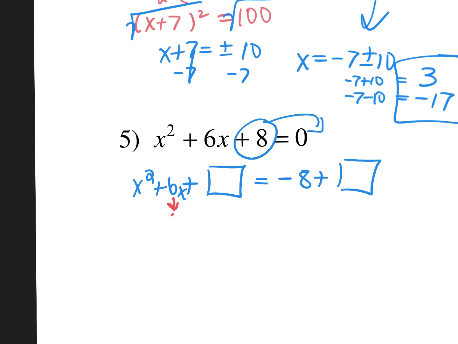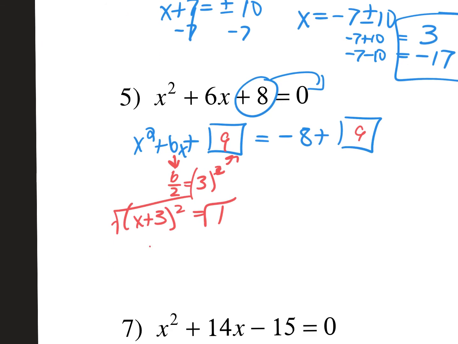So take your b term. It's 6 divided by 2, and I get 3, right? So my parenthesis over here is x plus 3 squared equals, I'm going to add 9 to both sides. Okay, so negative 8 plus 9 is 1. So now I'm going to do what? Take the square root. So I have x plus 3 equals, what's the square root of 1? So it's plus or minus 1, right? Then I would subtract 3 from both sides, and I get x equals negative 3 plus or minus 1.